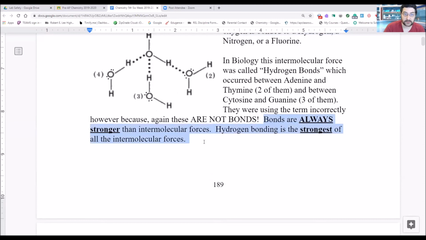And then this is really important. We said that bonds are always stronger than any intermolecular force. So an ionic bond, a covalent bond, or a metallic bond will always be stronger than hydrogen bonding. But hydrogen bonding is the strongest of all the intermolecular forces. So keep those two things separate. Bonds over here, intermolecular forces over there.